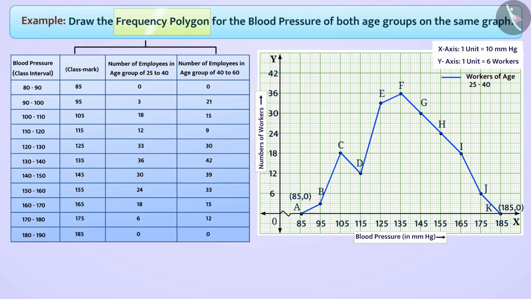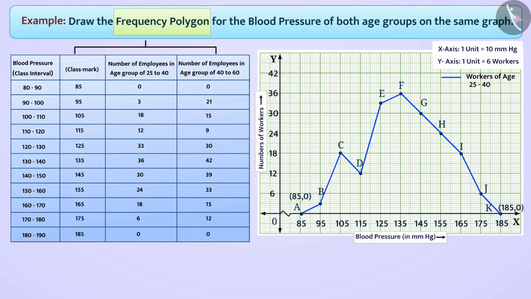Now, we will draw the frequency polygon to represent the number of workers in the age group of 40 to 60 years. The class marks and the frequency of imaginary class intervals are the same in both cases, so their coordinates will be the same in both cases. Hence, the first point will be A (85, 0) and the last point K (185, 0) in both cases.